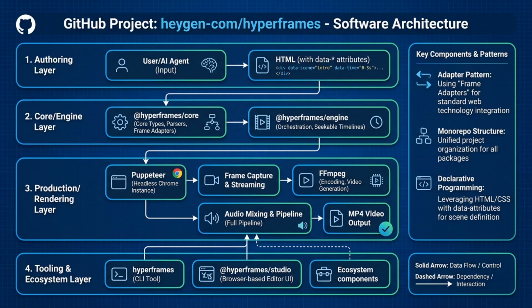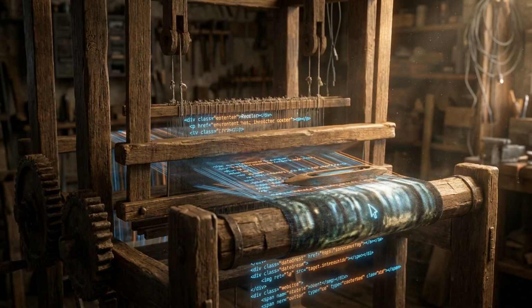This level of reliability is absolutely critical for automated workflows like testing and deployment, often known as CI/CD pipelines. So who is this for? The primary audience is developers and AI engineers who want to automate content creation.